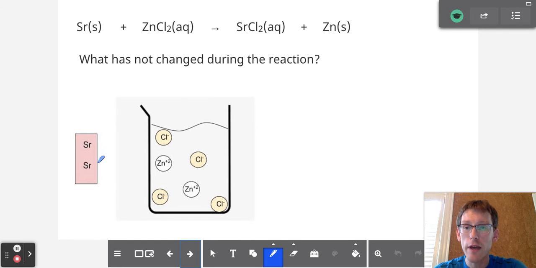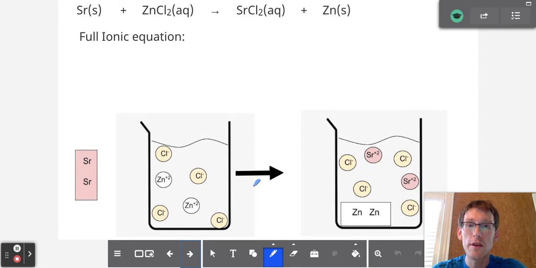So when the strontium goes into this zinc chloride solution, what comes of it is zinc metal. Now we have a solid chunk of zinc here, and we have strontium chloride that's aqueous. Just like the zinc chloride, the strontium chloride doesn't have the strontium and the chlorine sticking together. It's really just free-floating ions. So if we're asking ourselves what hasn't changed, it's the chloride ions. The Cl minuses are the same. They're aqueous to begin with, and they're aqueous at the end.